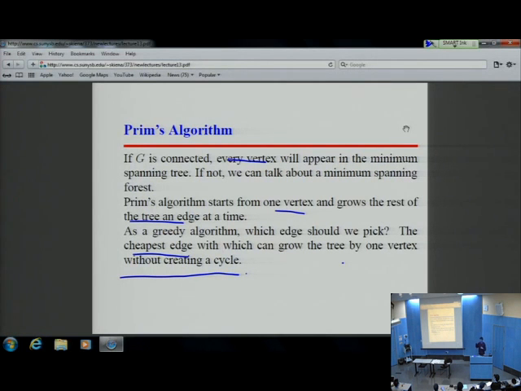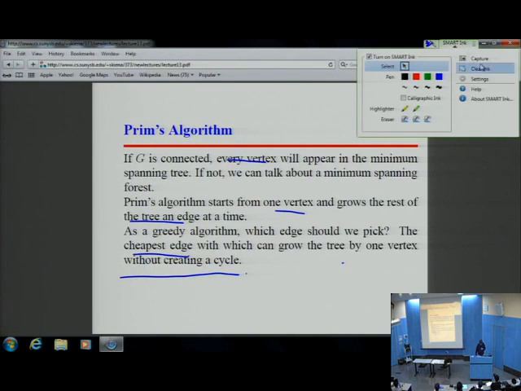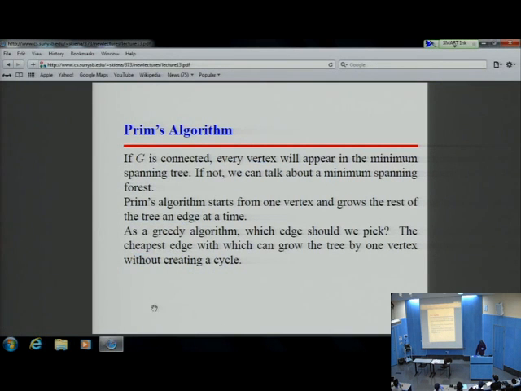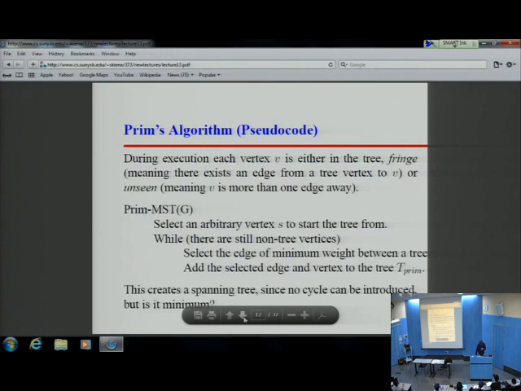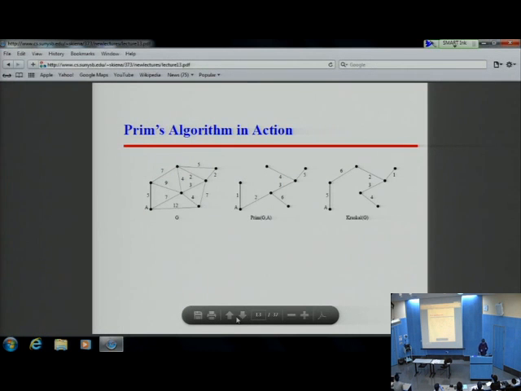We want a cheap tree, so let's try adding cheap edges one after another. Let's look at the graph and see what the example is. Let's say we have a graph over here on the left, and we start from vertex A. What is the cheapest edge that is adjacent to A, adjacent to something that is in the tree? What is the weight of that edge? 5. I might as well add that.